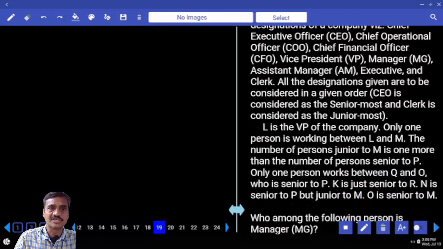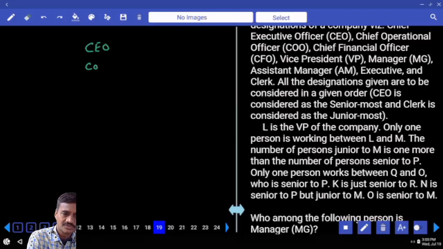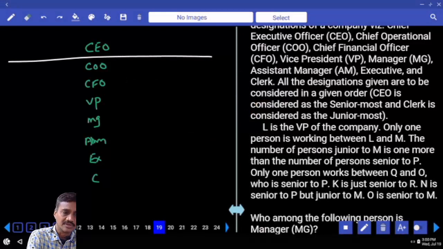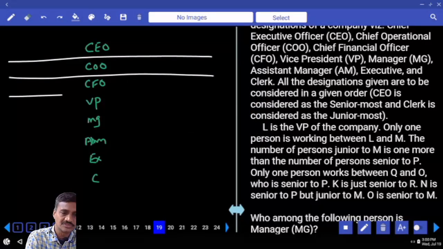Now tell me, first or the second priority? Definitely under the first priority, isn't it? Then definitely under the first priority, starting with whom? Starting with the CEO. And next one, COO, CFO, and next one is Vice President, next to Vice President Manager, and next one Assistant Manager, Executive and a Clerk. 1, 2, 3, 4, 5, 6, 7, 8. All together 8 persons, and these 8 persons hold different positions.